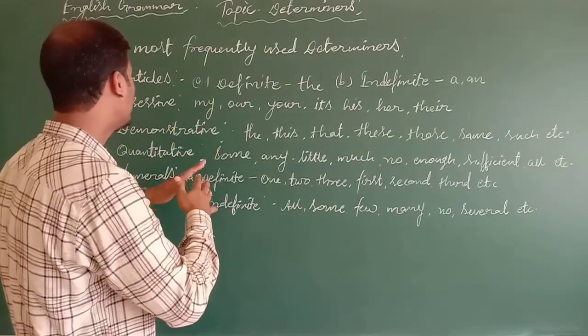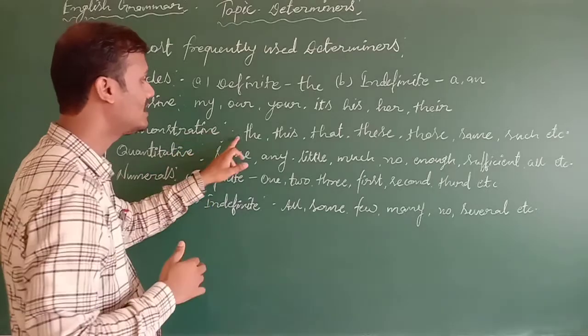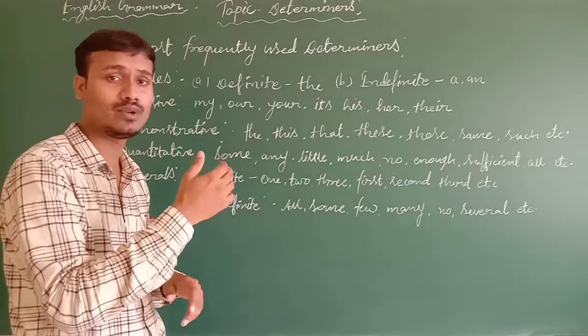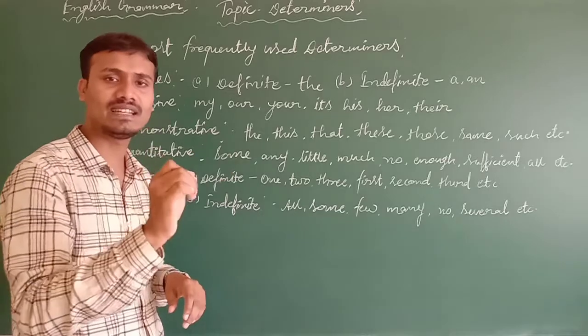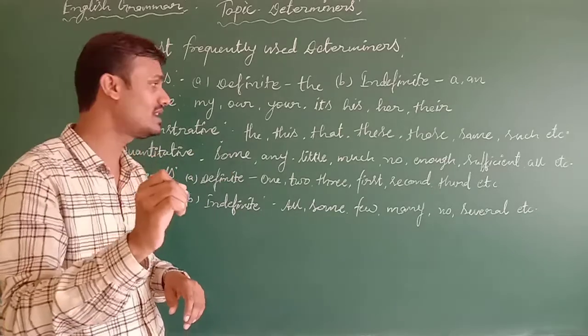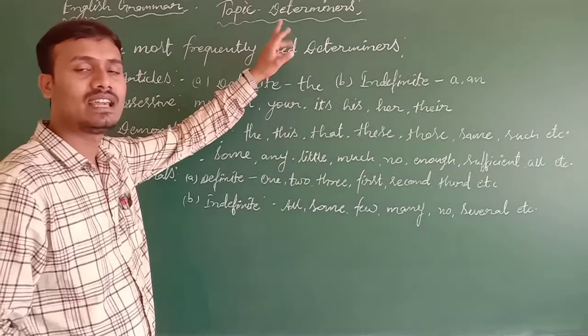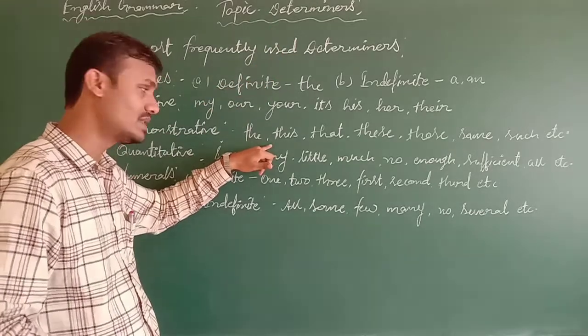Now, another type of determinant is demonstrative, like this, that, these, those, same, such. Why are they called demonstrative? Because they demonstrate, they indicate something, they point out the object. So that's why these words are also called determinants. They also work like a determinant.